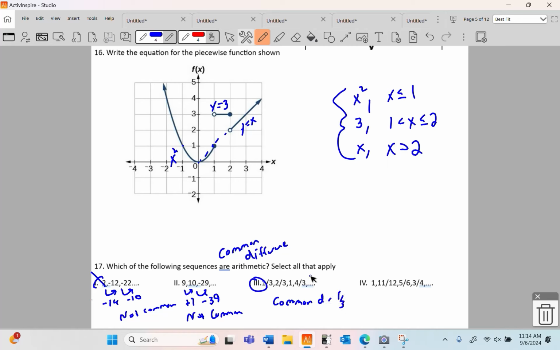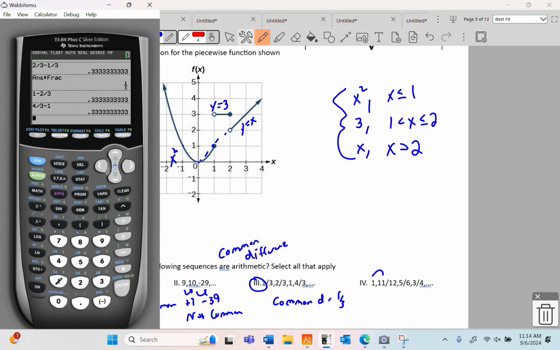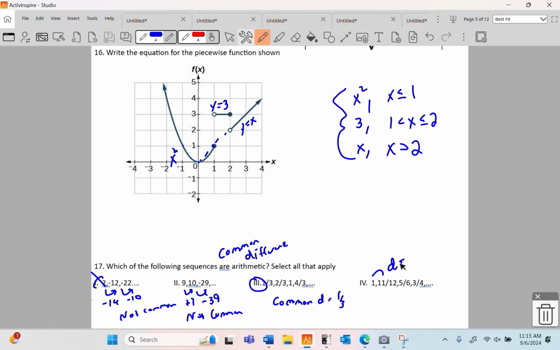We are that one. This one, numbers look funny, but they're obviously getting smaller. 1 minus 11/12 should be a 12th. Then we have 11/12 minus 5/6, also a 12th. You might not know it when you first look at it, but the difference is 1/12. We are subtracting. So we're also choice 4.